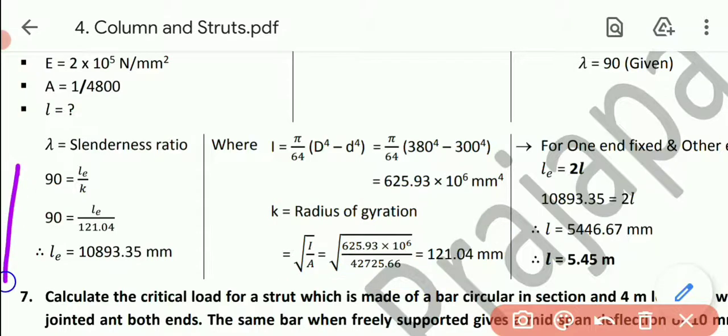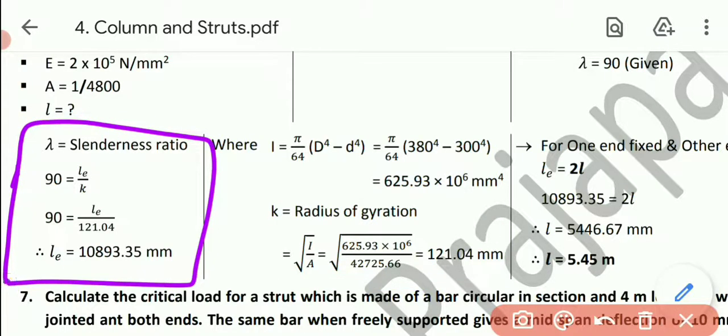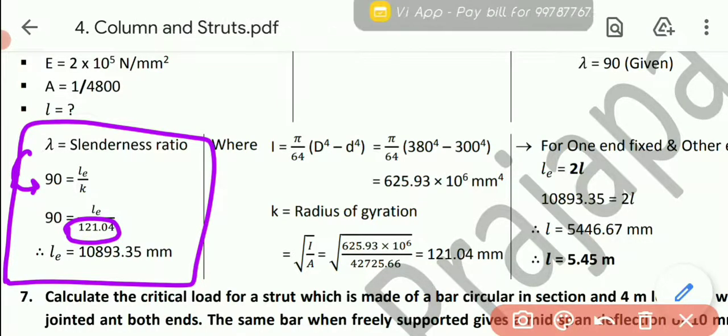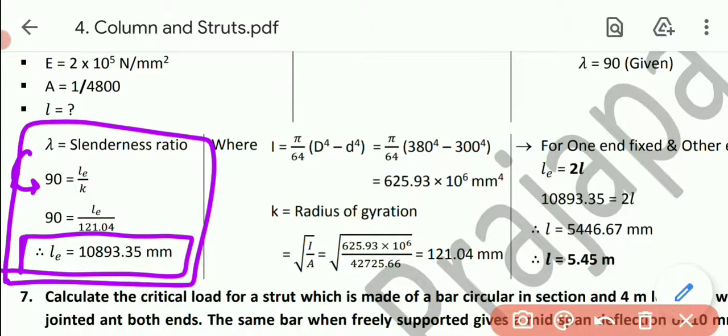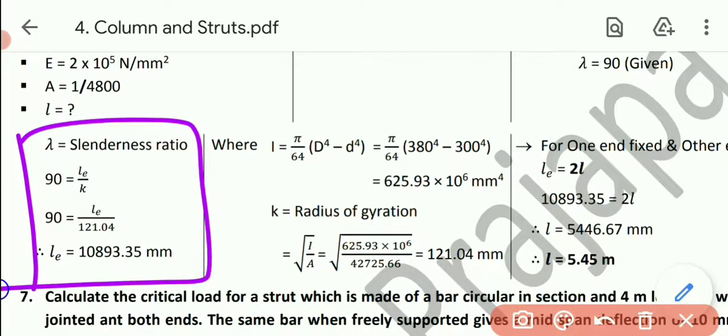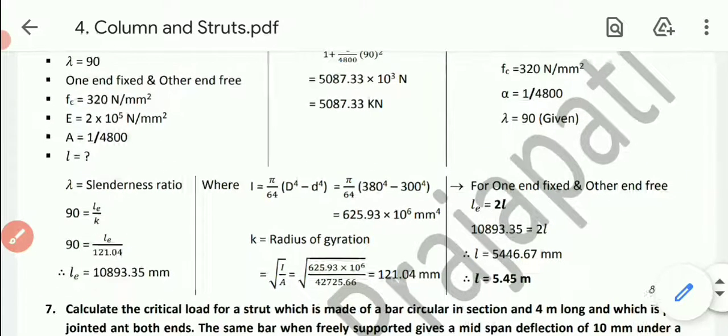Okay, so now I am going for lambda equals to LE by K. Now the value of lambda is given to us, 90, L is unknown for us, and K is 121.04. So ultimately from this one I will get the value of LE, that is 10893.35 mm. Okay, and now once I get the value of LE, they have given us the relation of the end.